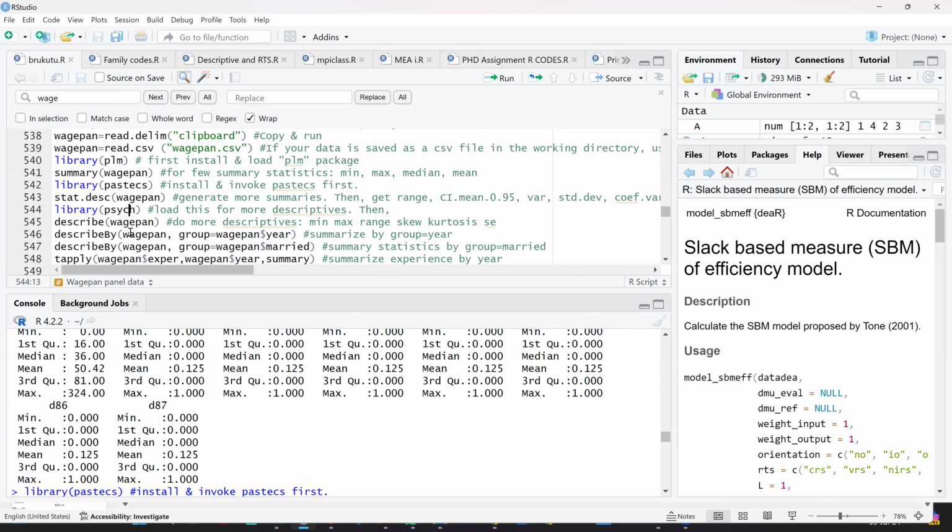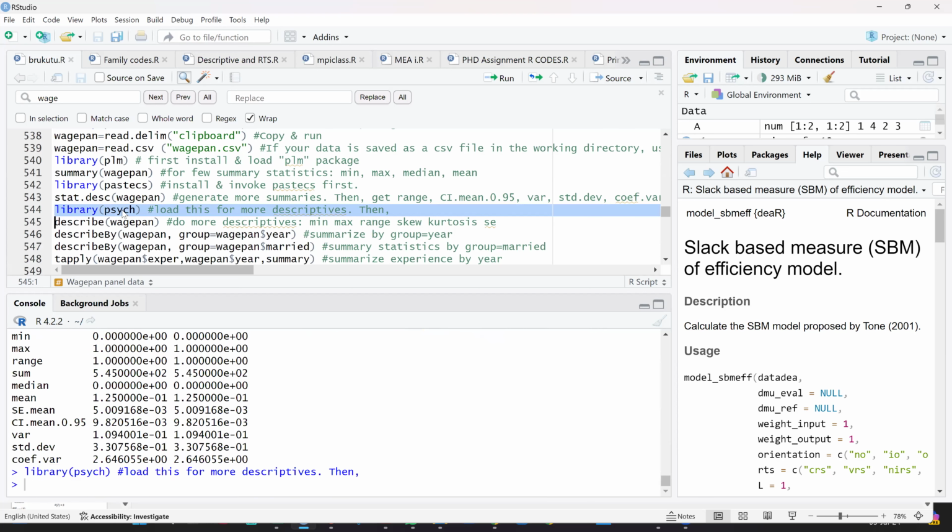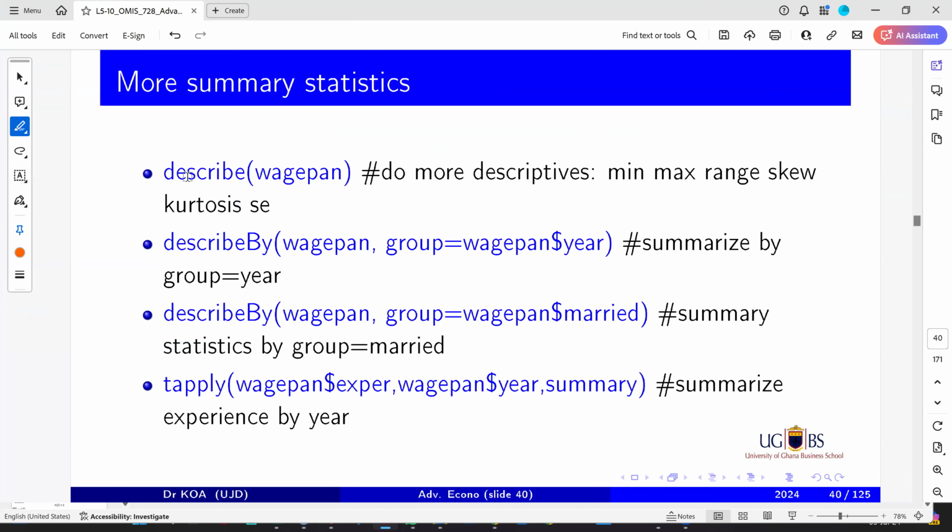You can also group the variable. You can also get another summary statistic, which is really good. To do that, you invoke a package called library psych. This is a package in blue here. Then you now type describe wage pan. The wage pan is the name. So library psych, then you use describe wage pan. Okay, this one will give you more descriptive statistics, the minimum, the maximum, the range, the skewness, the kurtosis, and all of that. Let's see.